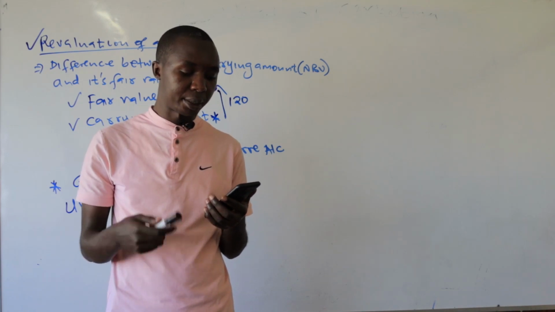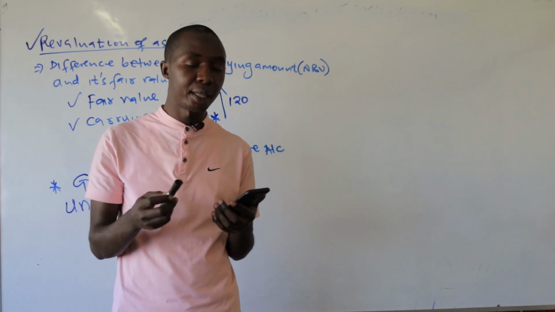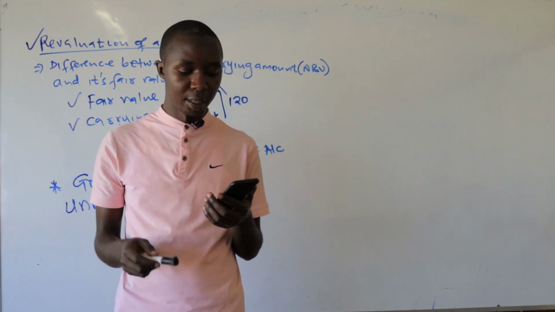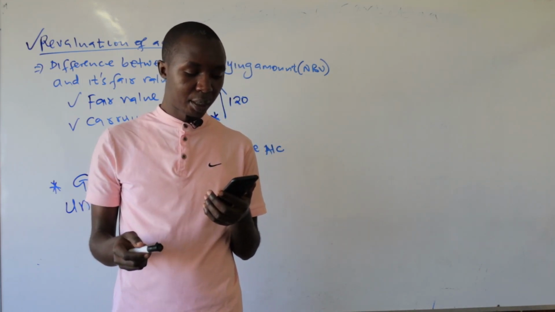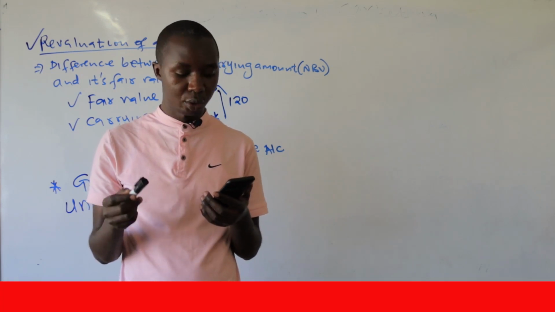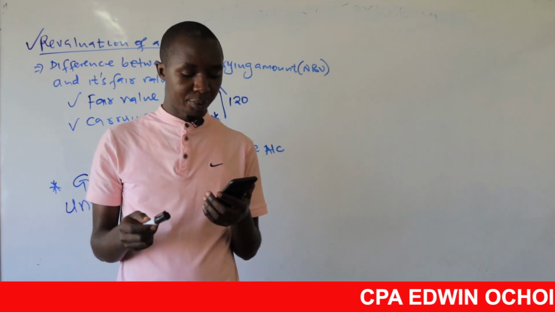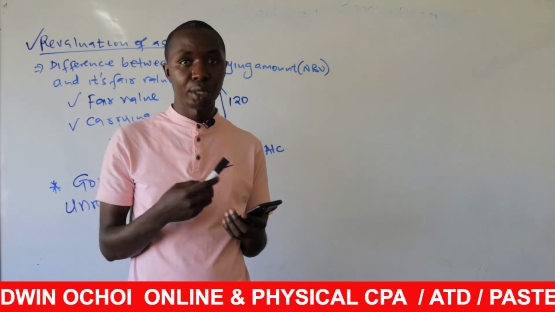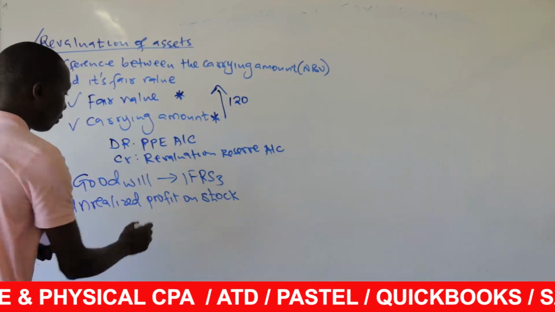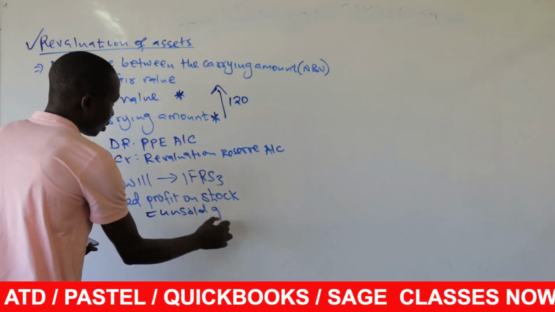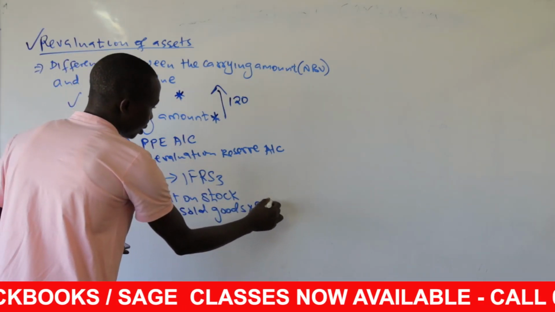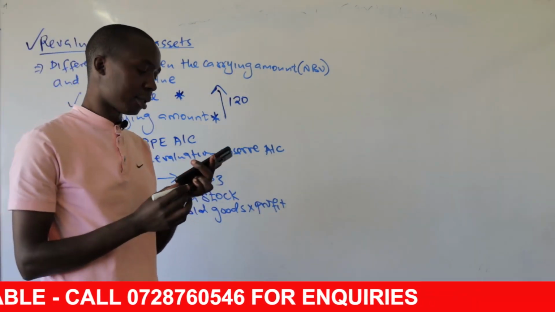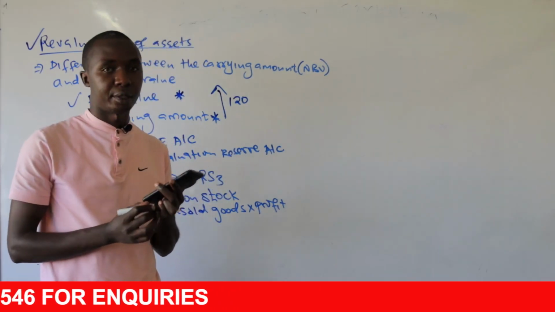Did Risiki resell all the goods it received from Sarama by the end of the year? You are told that Risiki Limited still held 48 million worth of these goods in the inventory as at 31st March 2022. So based on this additional information number 3, you are supposed to compute the unrealized profit on stock, where you take the unsold goods times the profit margin. Right now the unsold goods is 48, the profit margin is 25%.